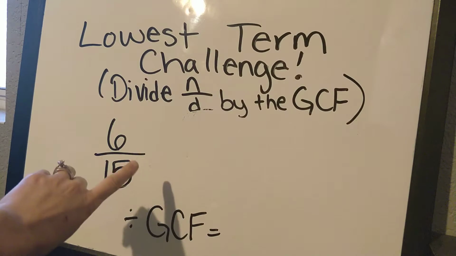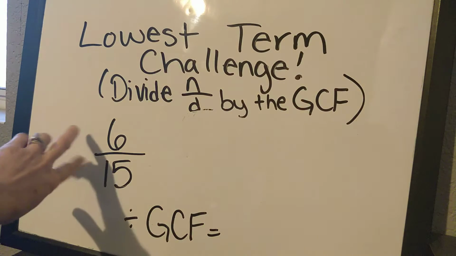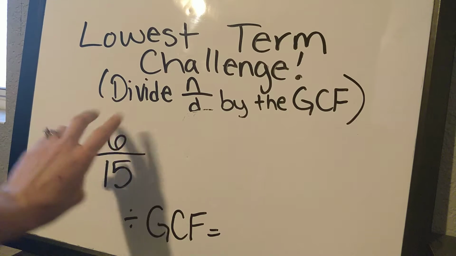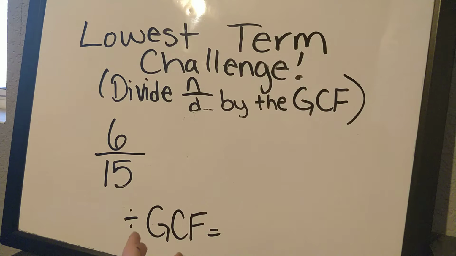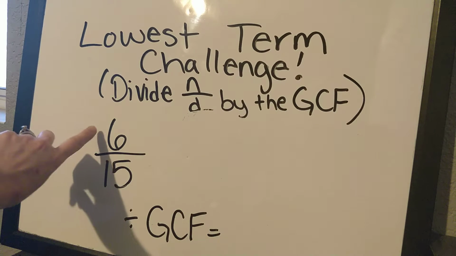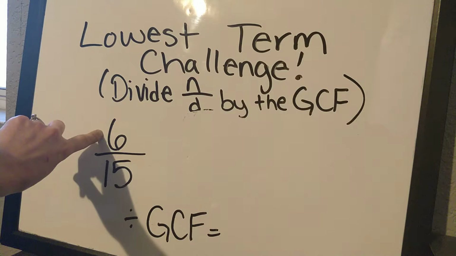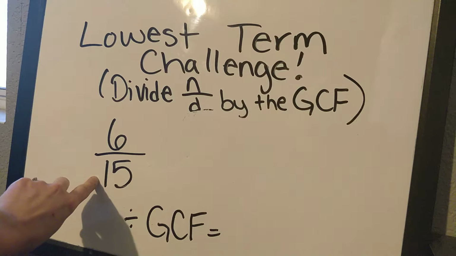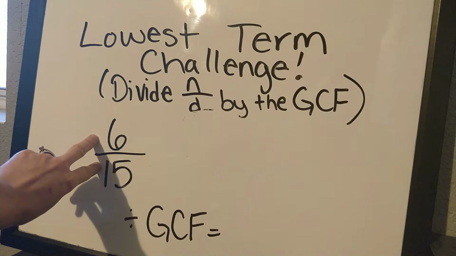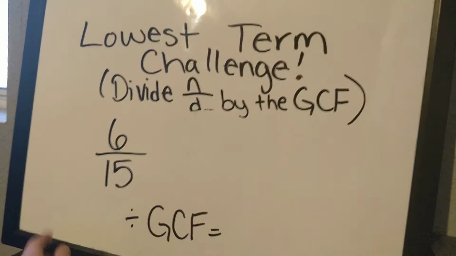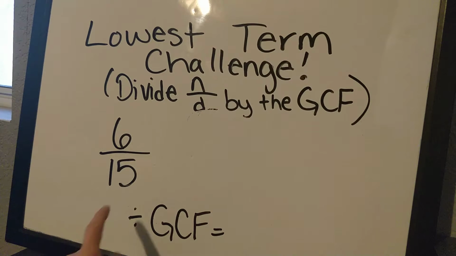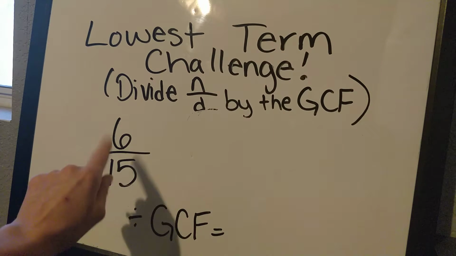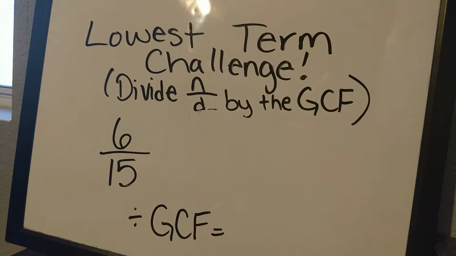Okay, now the challenge is on. You got to find the lowest term challenge. 6/15 is as low as it can go by dividing by the GCF. Okay, guys. Sometimes, as in the tip I told you, if this number is a factor of that number, then that is your GCF. But we know, wait a minute, 6 is not a factor of 15. So I'm going to have to list out all my factors for 6 and 15 to find my GCF.